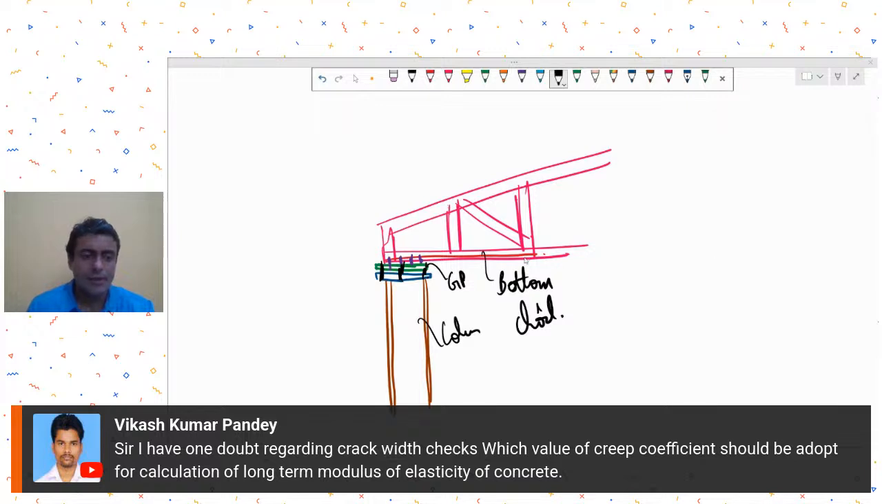Mr. Vikash Kumar Pandey is asking, I have one doubt regarding crack width check. Which value of creep coefficient should be adopted for calculation of long-term modulus? Oh yes, you had asked this question in the WhatsApp also, but I'm slightly confused. I will also need to check which creep coefficient should be adopted. I think 2.2 or so, 1 year, I think. I'm not sure. So I'm unable to answer this question right now. I also need to check it.